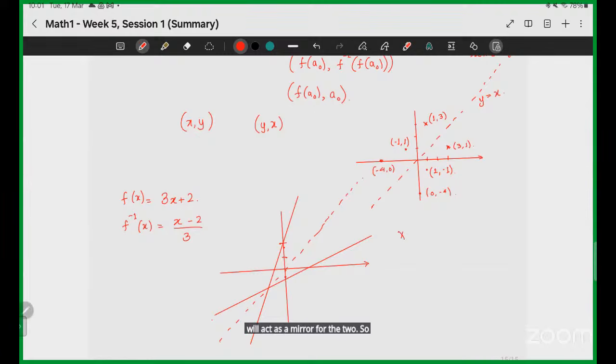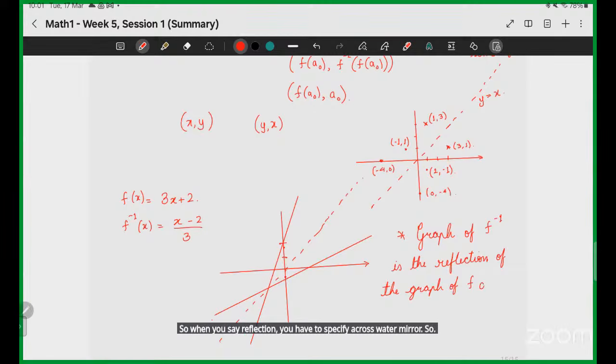So the upshot is that the graph of f inverse is the reflection of the graph of f. When you say reflection, you have to specify across what mirror. So across the line y is equal to x.